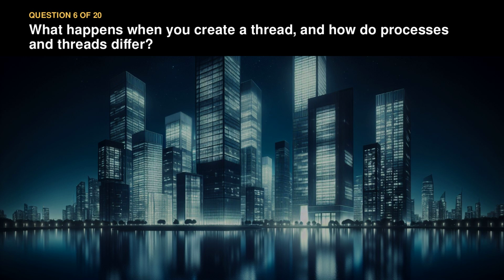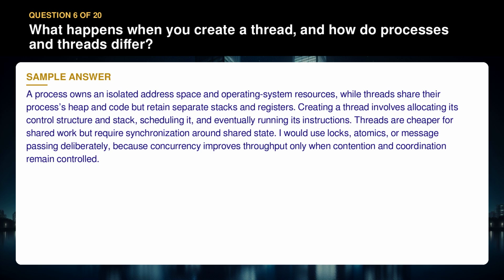Question 6. What happens when you create a thread, and how do processes and threads differ? A process owns an isolated address space and operating system resources, while threads share their process's heap and code but retain separate stacks and registers. Creating a thread involves allocating its control structure and stack, scheduling it, and eventually running its instructions. Threads are cheaper for shared work but require synchronization around shared state.